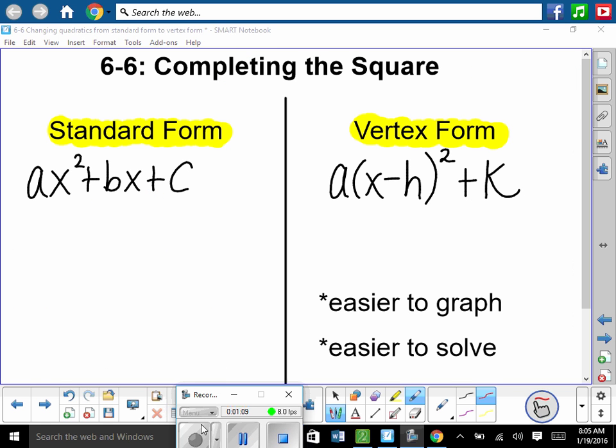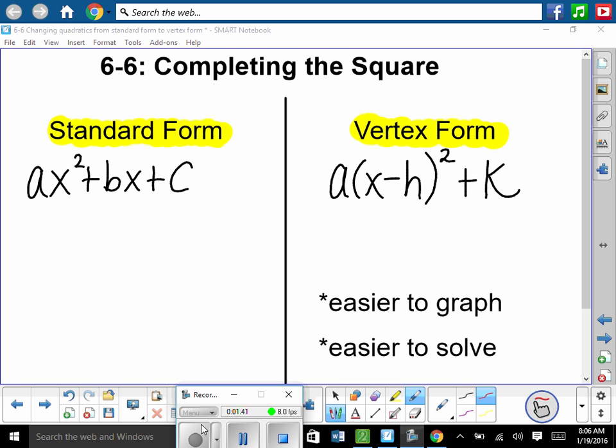Alright, so continuing. Today is 6-6, and we're going to be completing the square, it's called. Once again, it's called completing the square, and you'll see why in just a second. So first of all, understand quadratics have the standard form ax squared plus bx plus c. We know that. Today we're going to be taking a quadratic that's in standard form and we're going to convert it to vertex form. So this is vertex form: a times x minus h squared plus k.